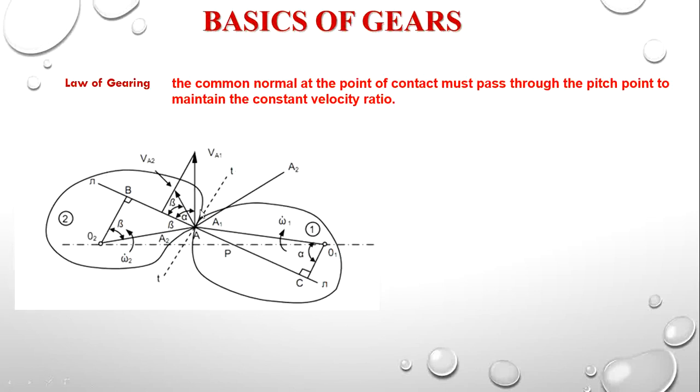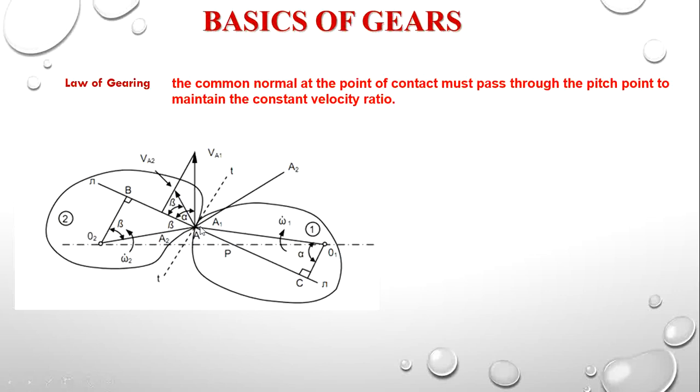Now we'll imagine it with a simple sketch. Imagine this is one surface and this is another surface, and this is the center of rotation O1 for this surface and this is the center of rotation O2. Imagine this is the tangent and this line is the normal. This is rotating with angular velocity omega 1 and this with angular velocity omega 2, and the point of contact is A. The normal is passing through the point. Imagine this angle is beta and this angle is alpha.